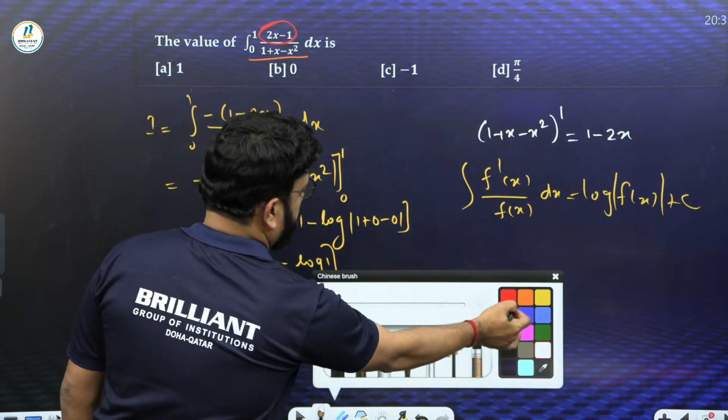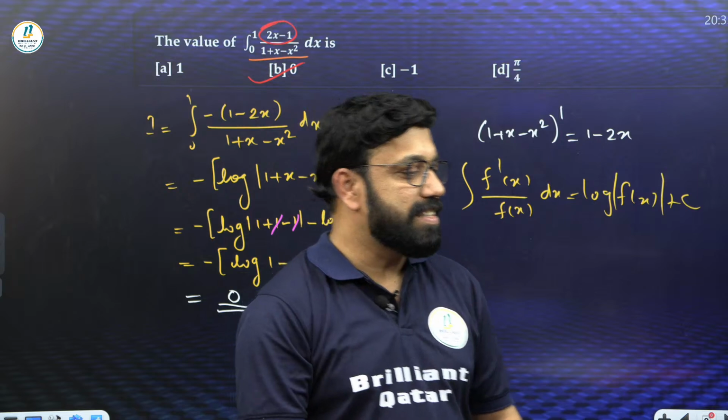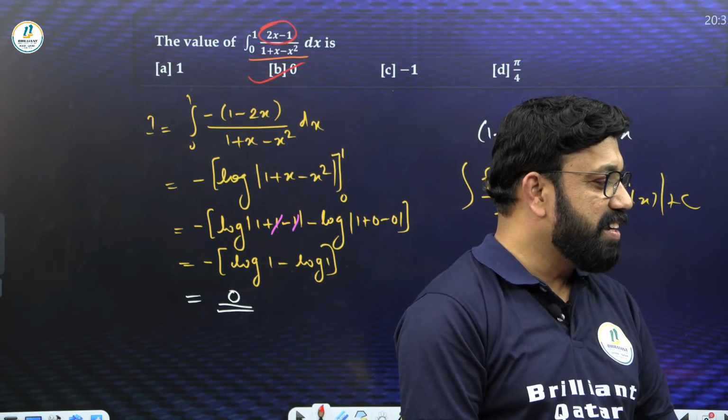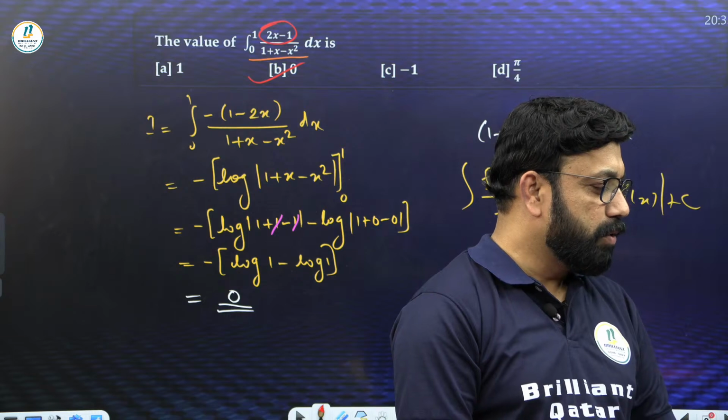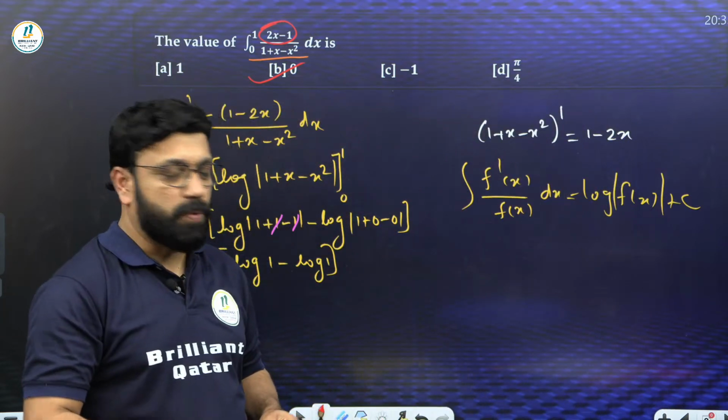Then which is the right option? Option B is the right option. Then the answer is 0. Yes, B given, correct. Good students. Very good. Yes, okay. Move to the next one.